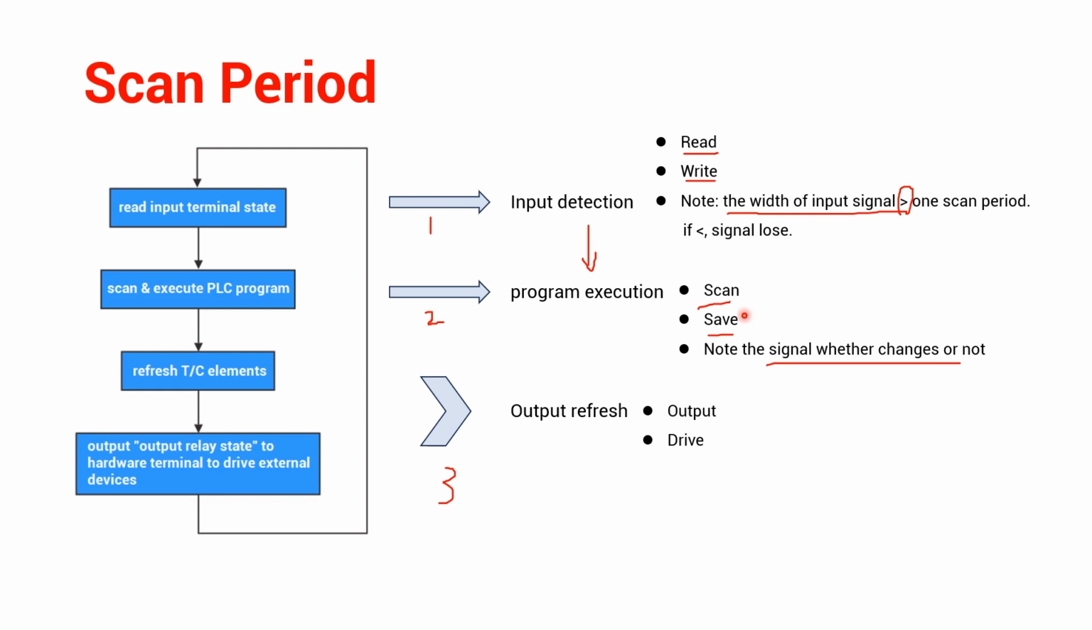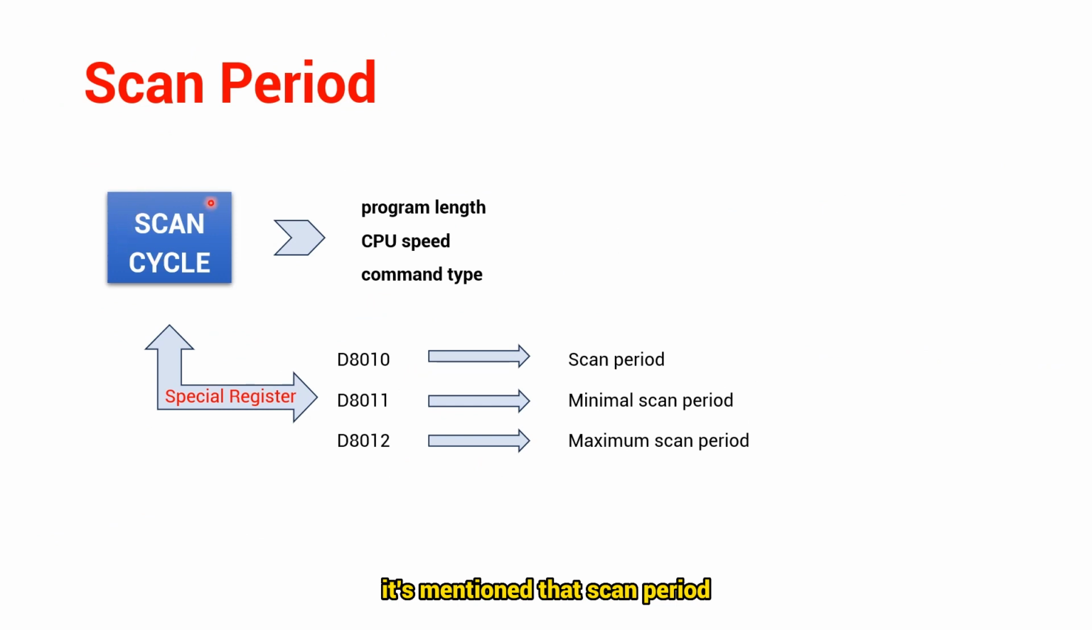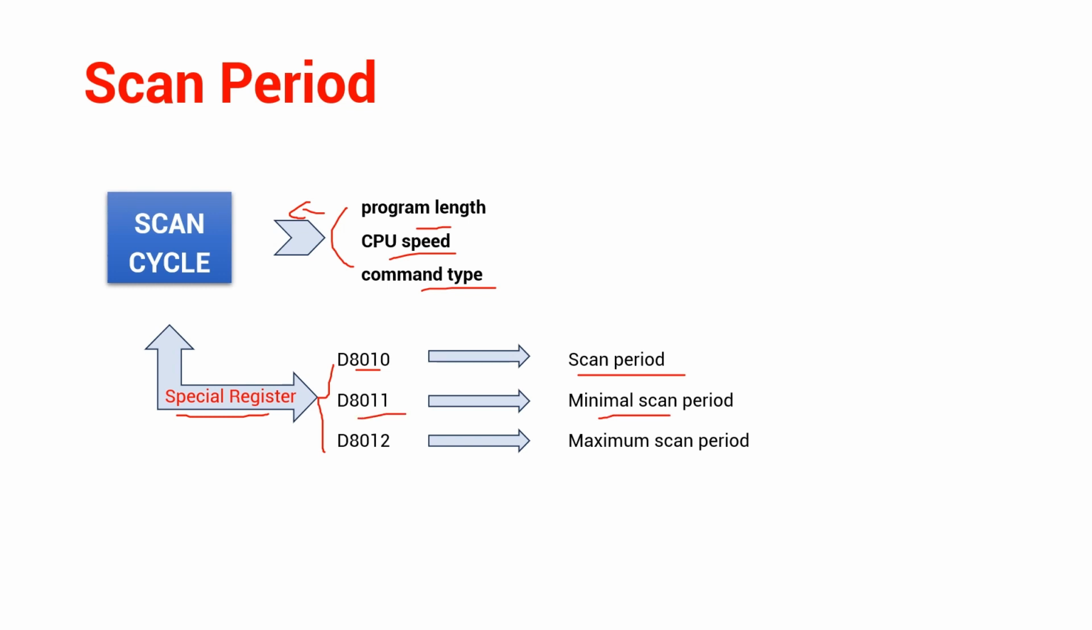All completed. Output and drive. It's mentioned the scan period. Actually, it depends on program length, CPU speed, and command type. Then, different kinds of time can be checked by different special registers. Scan time through the 8010, minimal time through 8011, maximal time through 8012. For now, PLC running logic is over.